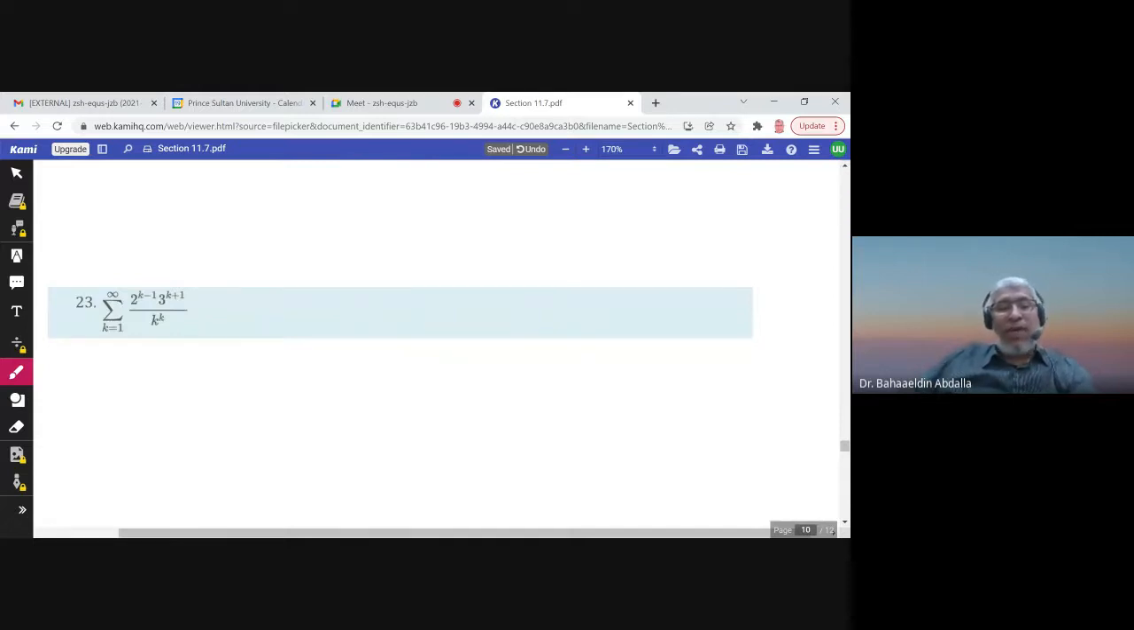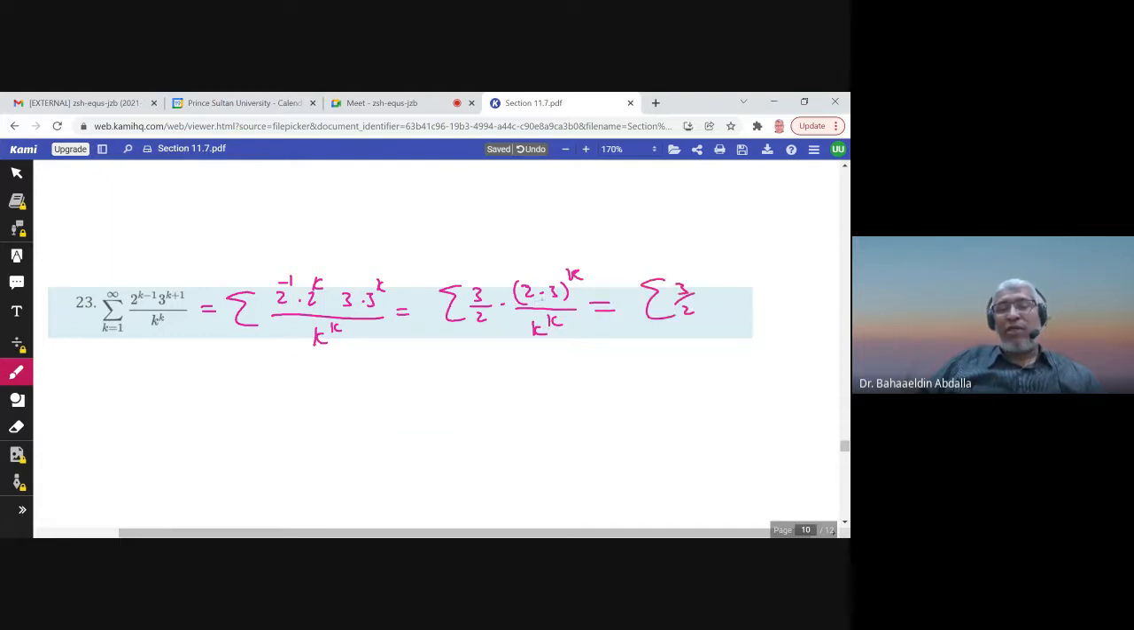Here we can write it like this. 2 to the power k minus 1, 2 to the power -1 times 2 to the power k, 3 to the power 1 times 3 to the power k over k to the power k. So 3 over 2, because this is 2 to the power -1, and I have 2 to the power k times 3 to the power k. This is 2 times 3 all to the power k and k to the power k. So I can write it as 6 over k to the power k.